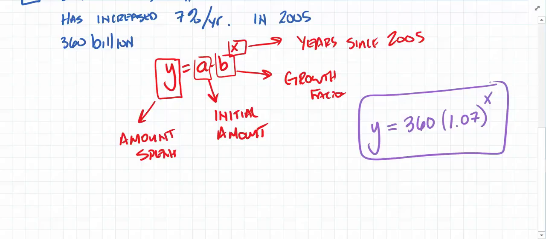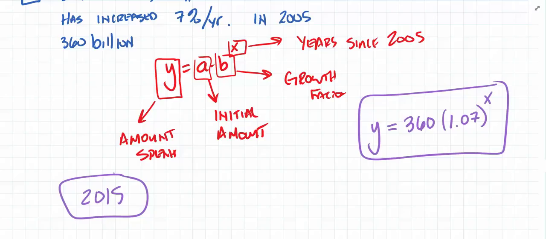So now let's use this model to predict how much we have spent in the year 2015. This is classic mathematical modeling, right? We're taking some data that we know, applying everything we know about exponential functions, and then using that data to create an answer for us to seek into the future, all right?